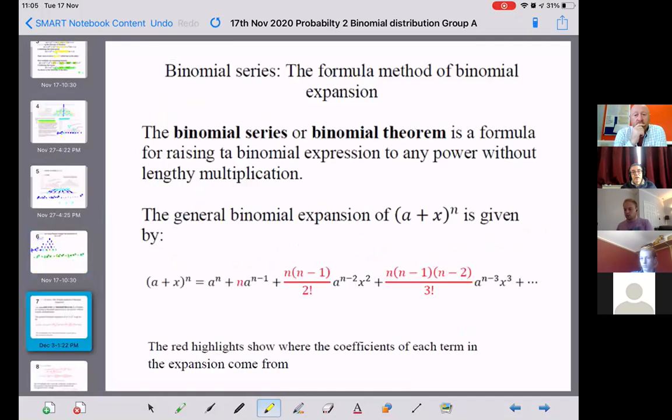So what we're going to look at now is the formula method of binomial expansion. This can be used to expand any term, and you can pick out single terms if you know how the formula works. So let's just get this other computer on it.